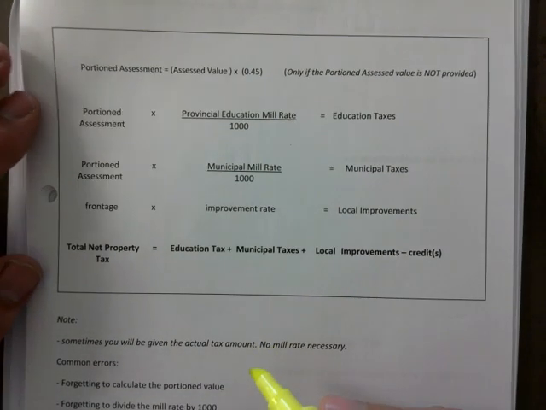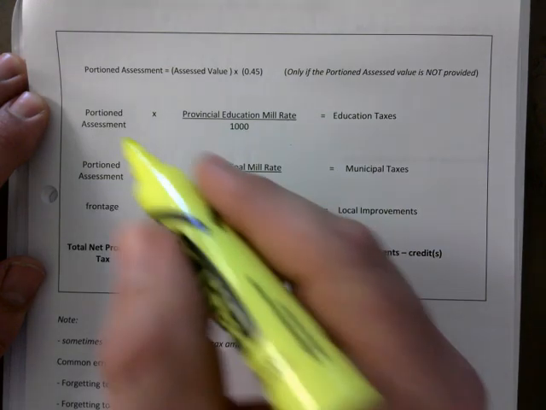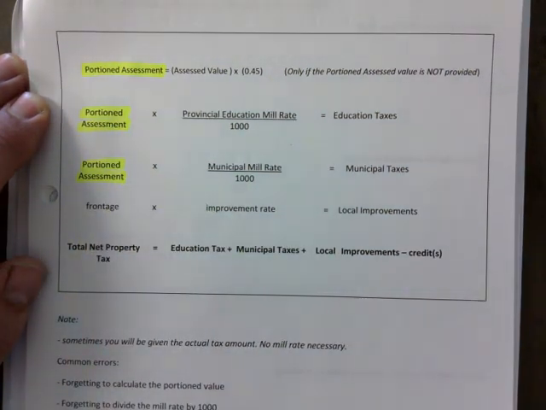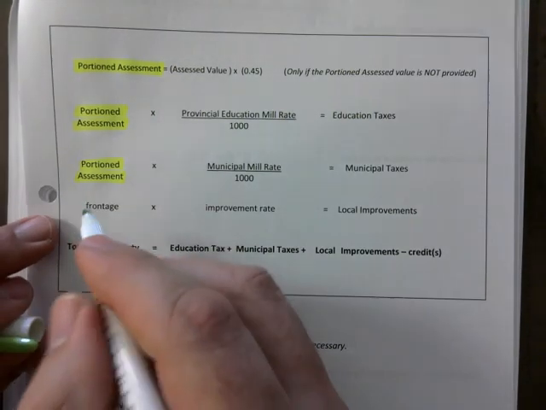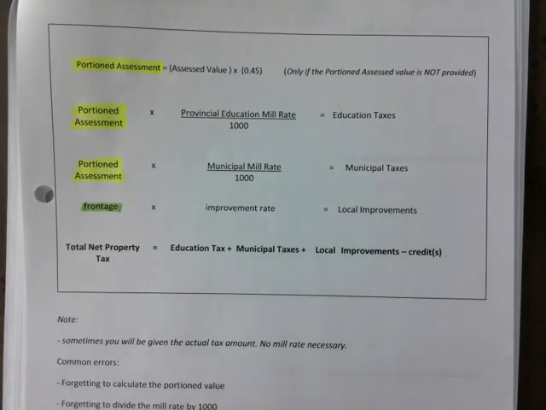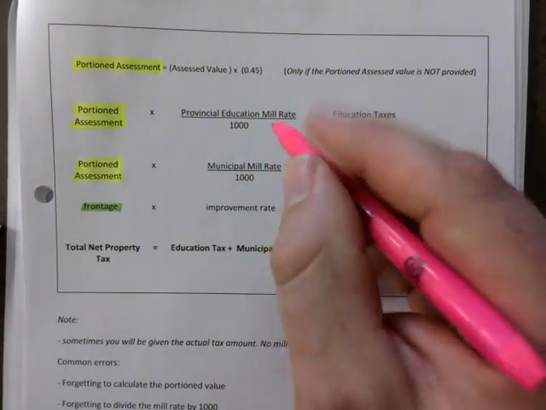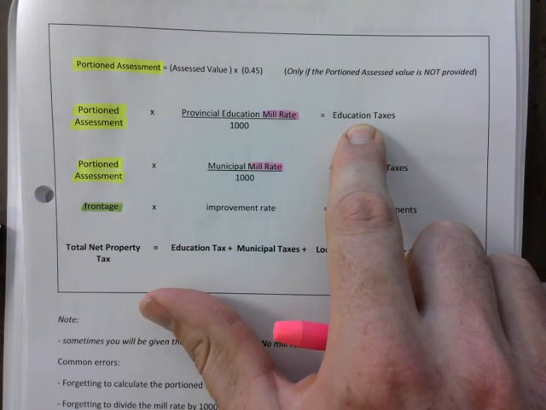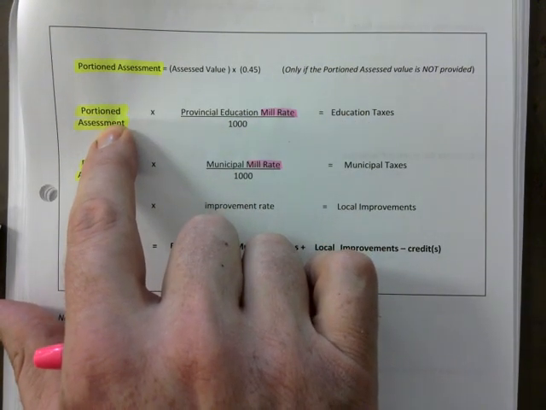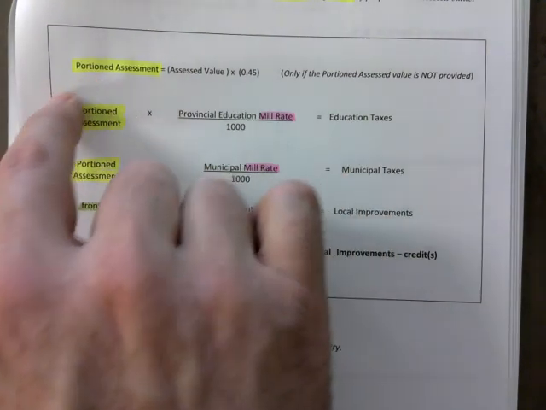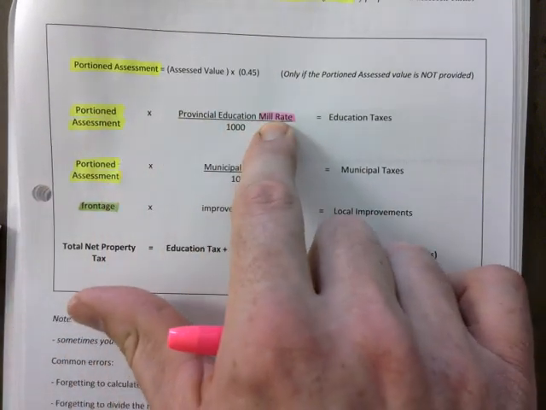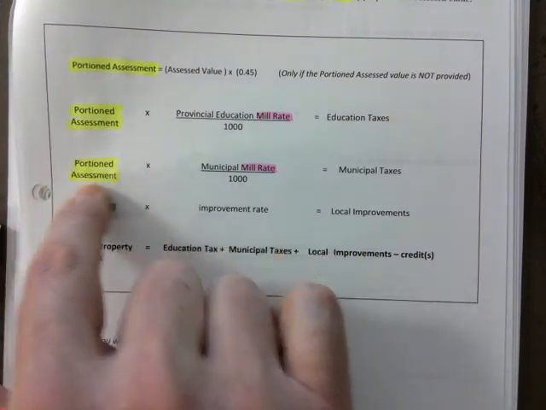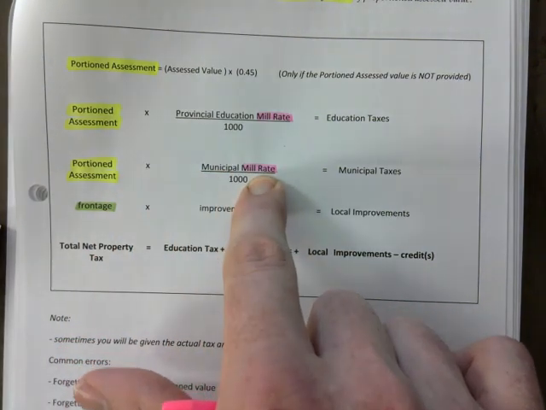This is how you calculate property tax value. So your portioned assessment shows up here and here. Okay. Then you have frontage. There's a mill rate for this one, and there's a mill rate for this one. So to figure out your education taxes, you take the portioned assessment. This is not rocket science, guys. You take 45% of the value of your home times the mill rate, divided by 1,000, you get your education taxes. You repeat the process, right? 45% of the value of your home times the municipal mill rate. That's municipal taxes.